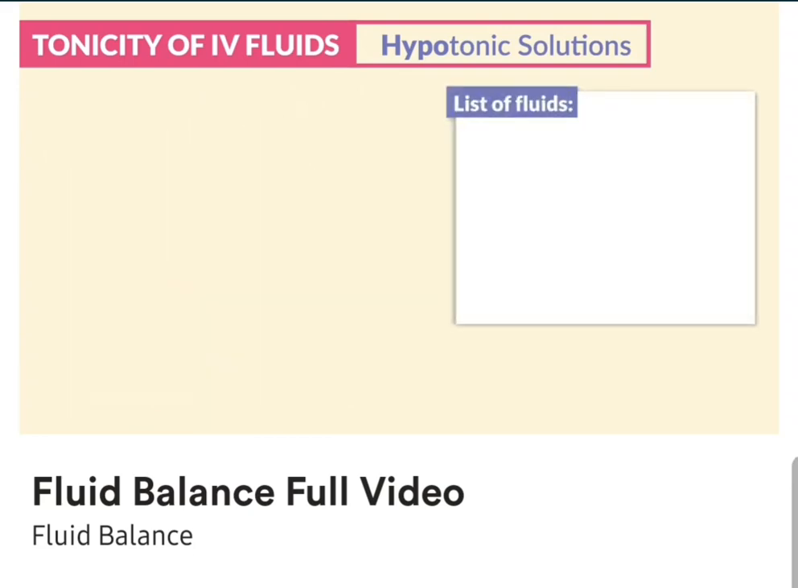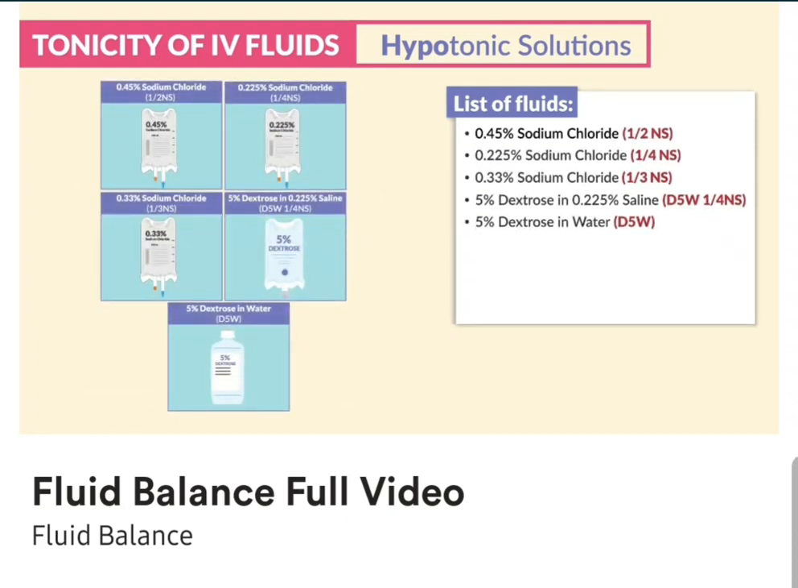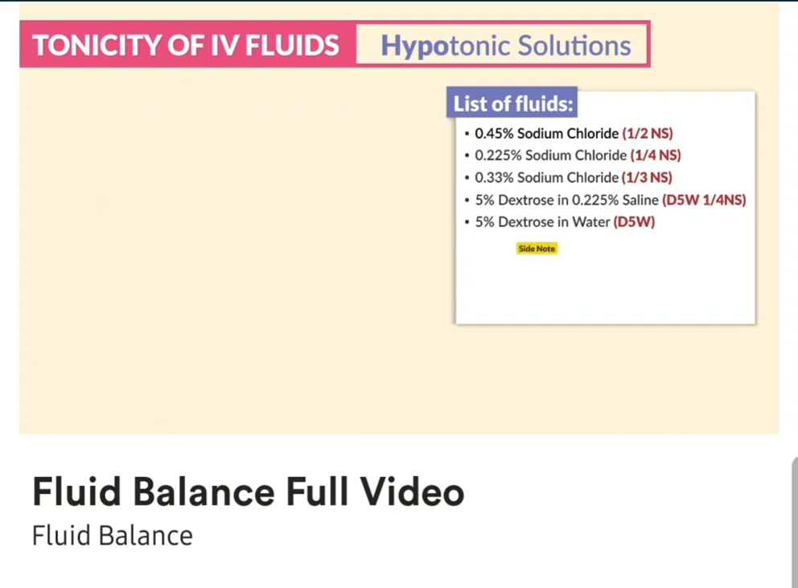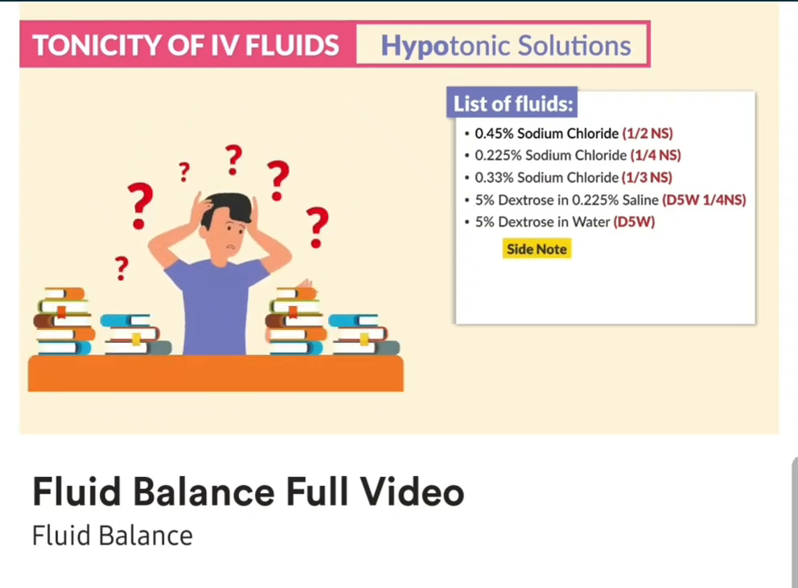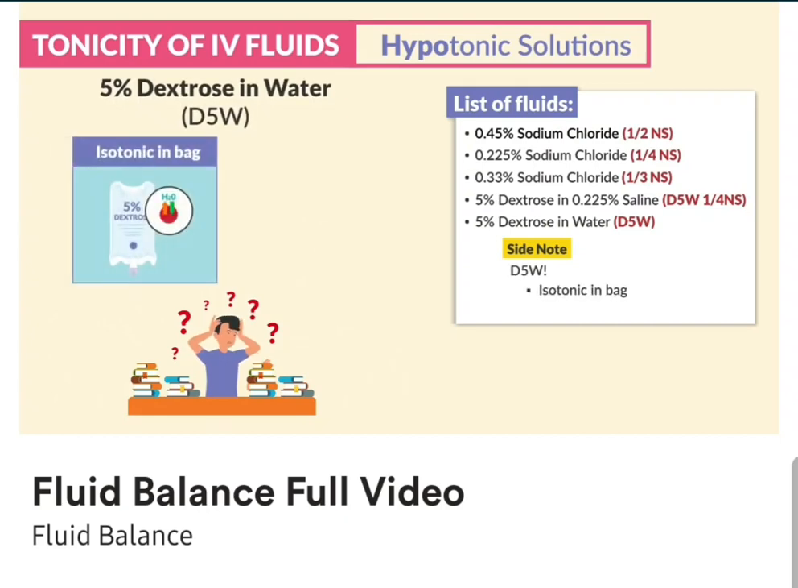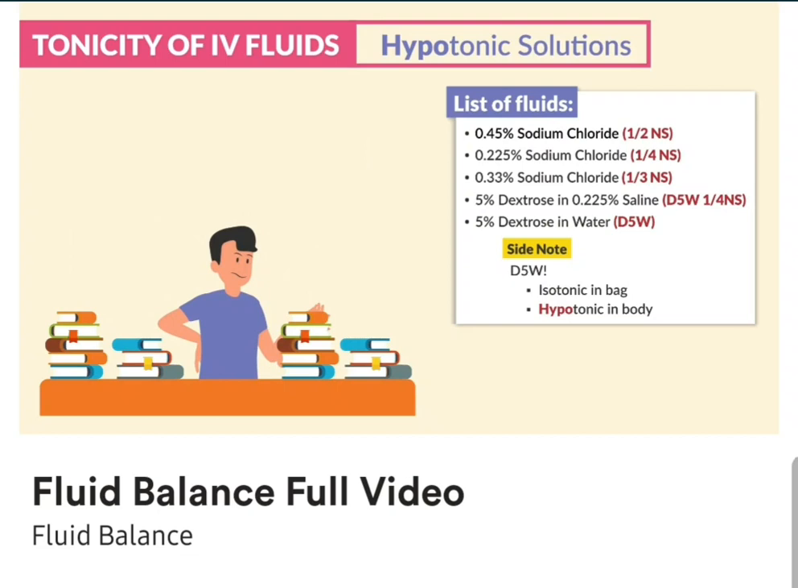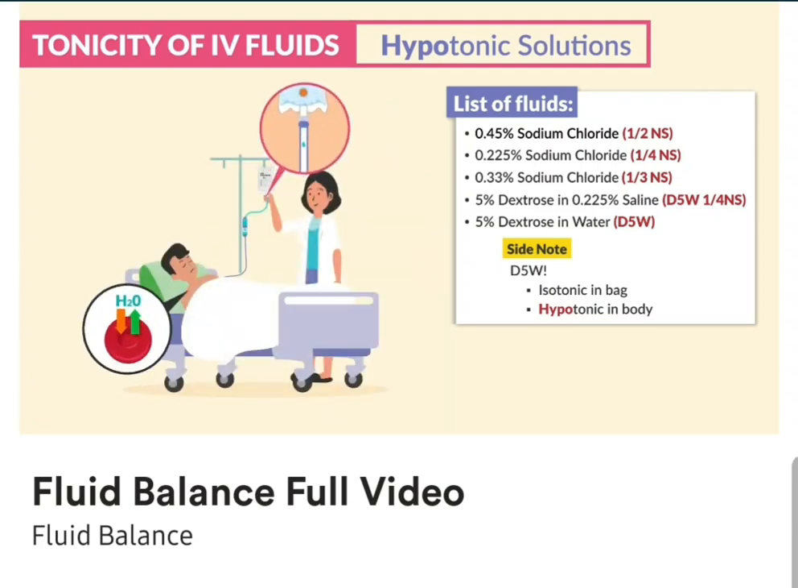Now for the list of fluids that you should write down. I know there's a lot, but you need to know these for your exams. So be sure to print out the study guides that we provide on this list of fluids. Now, a little side note here, a critical thinking question that always confuses students. D5W, it's isotonic in the bag, but hypotonic in the body. Now, it's super confusing to many students, and this kind of stuff makes you want to quit nursing school altogether and become an Instagram influencer, right? Okay, I'm joking. But just know that D5W is hypotonic inside the body.